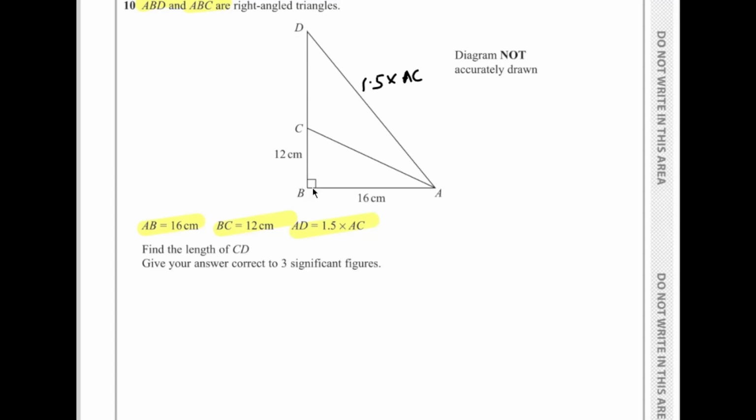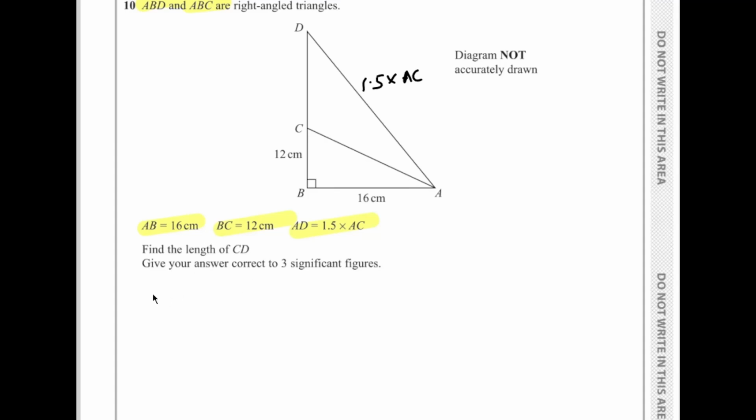Now this DB lies in this 90-degree triangle, which is ABD. Then I can apply Pythagorean theorem if I know what DA is. DA, I need to get AC. Now AC lies in this ABC triangle. Therefore, AC is the hypotenuse of ABC triangle. Then again, I can apply Pythagorean theorem for triangle ABC to get AC. So let's apply Pythagorean theorem for triangle ABC.